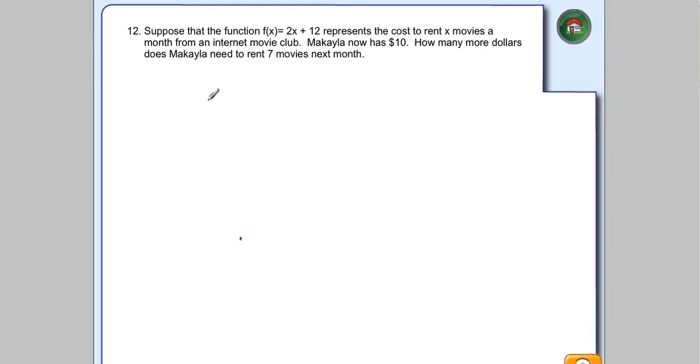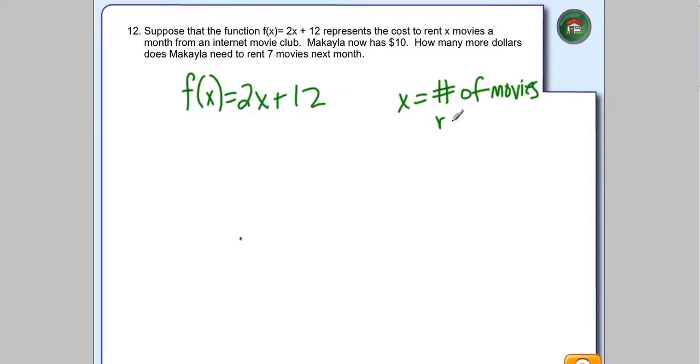Okay. Number 12, suppose that the function f of x equals 2x plus 12 represents the cost to rent x number of movies a month from the Internet Movie Club. Michaela now has $10. How many more dollars does Michaela need to rent 7 movies next month? So when you look at this function, you know that x stands for the number of movies rented.